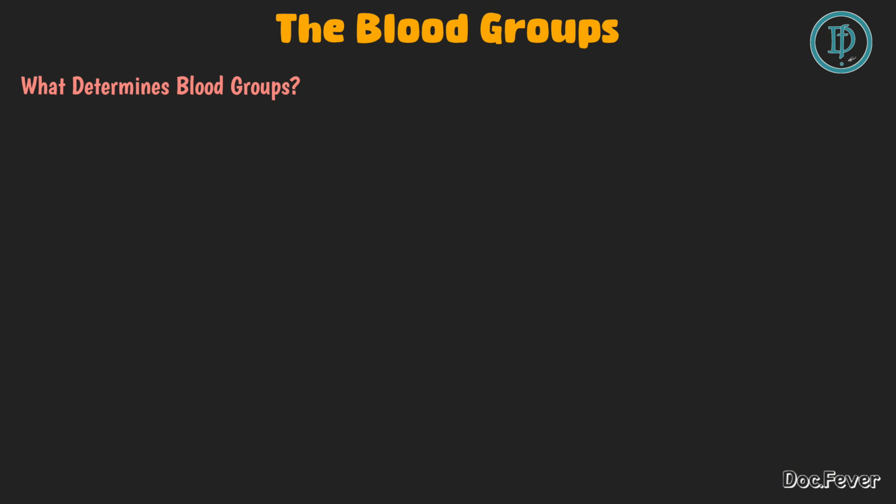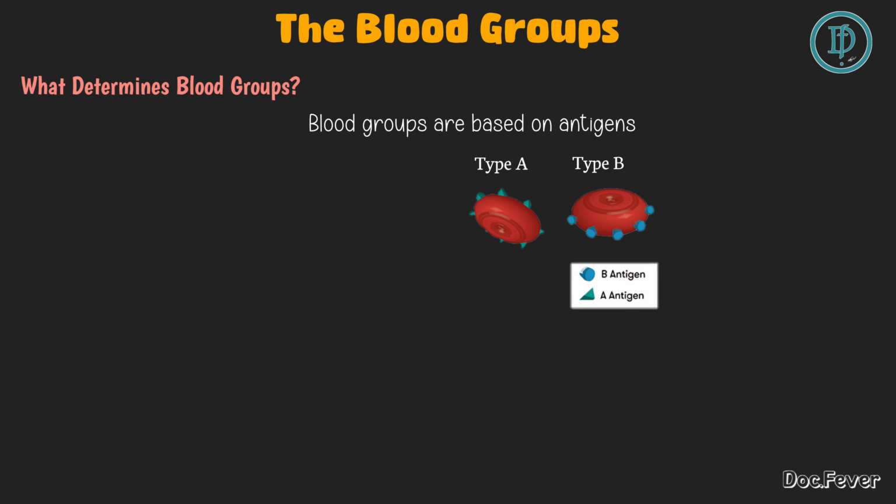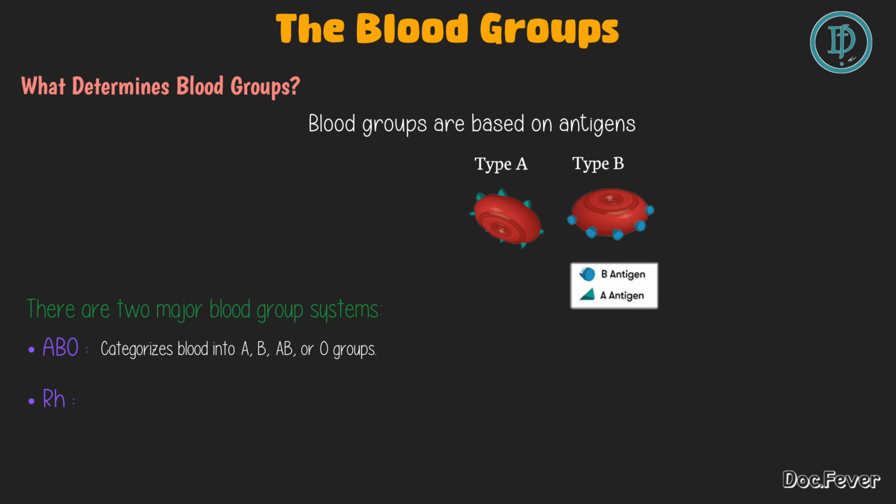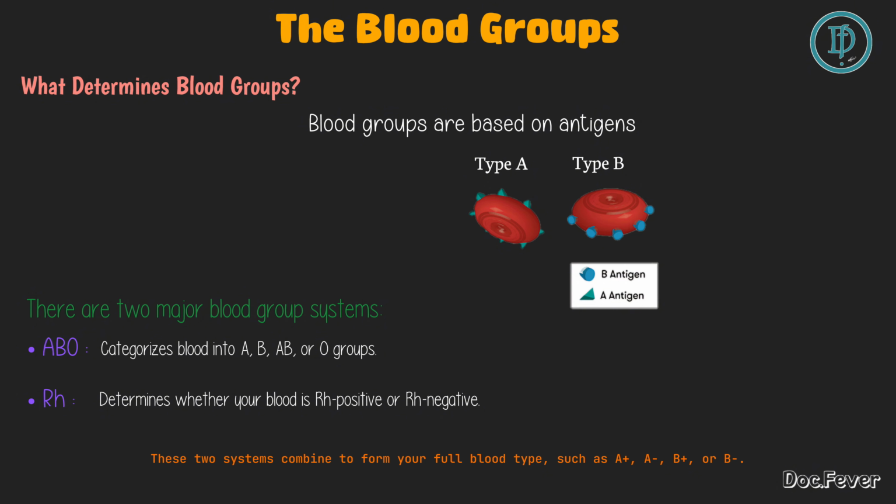So today we are going to discuss the blood groups. What determines blood groups? Blood groups are based on antigens, special proteins and sugar found on the surface of red blood cells. These antigens determine which blood type you have and how your immune system reacts to foreign blood. There are two major blood group systems, ABO and Rh system. The ABO system categorizes blood into A, B, AB or O groups, while Rh system determines whether your blood is Rh positive or Rh negative. These two systems combine to form your full blood type, such as A positive, A negative, or B positive or B negative.